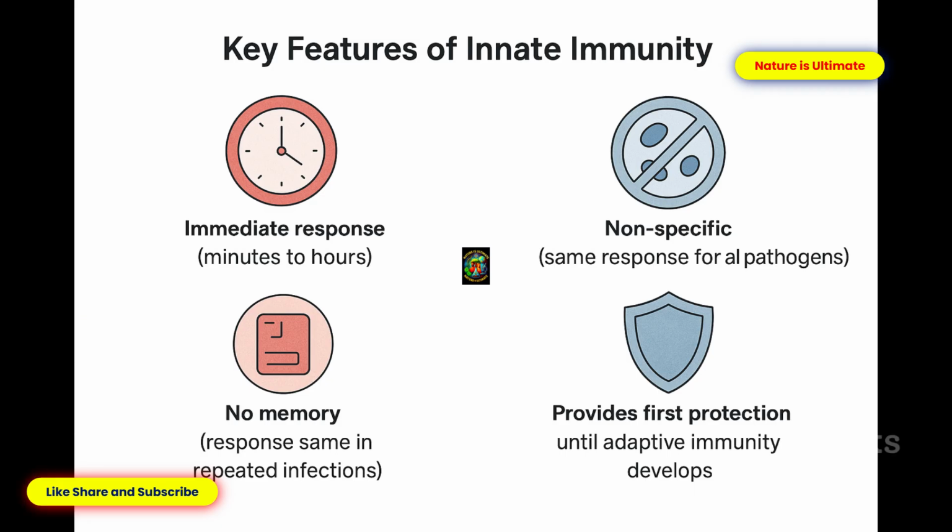Key features of innate immunity. Immediate response, in minutes to hours. Non-specific, the same response for all pathogens. No memory, the response is the same in repeated infections. It provides first protection until adaptive immunity develops.